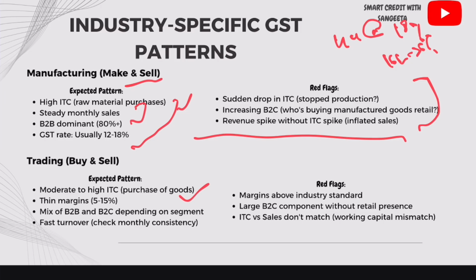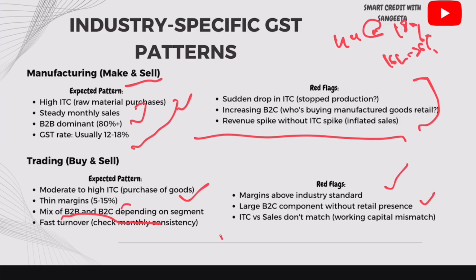That is a purchase of goods. Now, thin margins of 5 to 15%, a mix of B2B and B2C depending on their segment, and there is fast turnover. You can check their monthly consistency. Now, what are the red flags? Margins above industry standard, a large B2C component without retail presence, and ITC versus sales does not match.